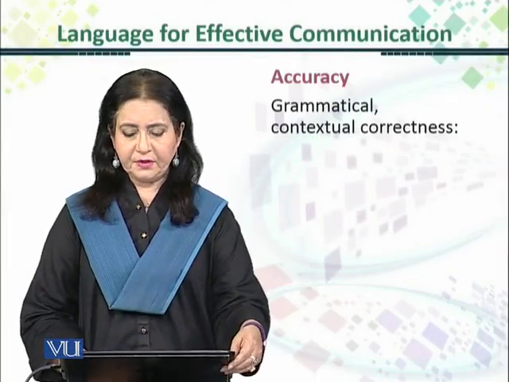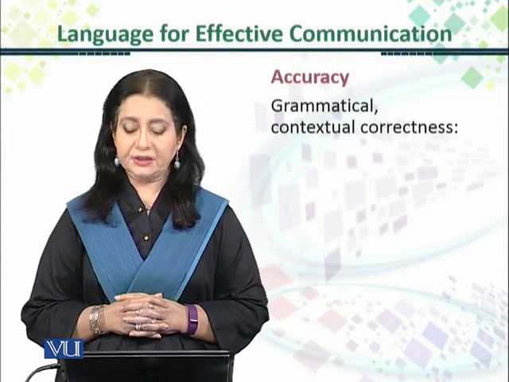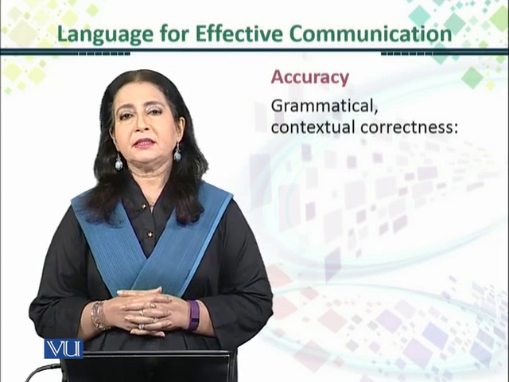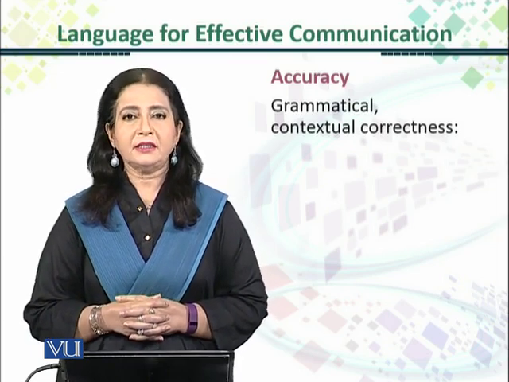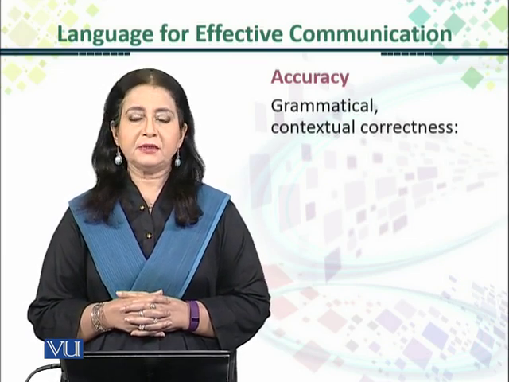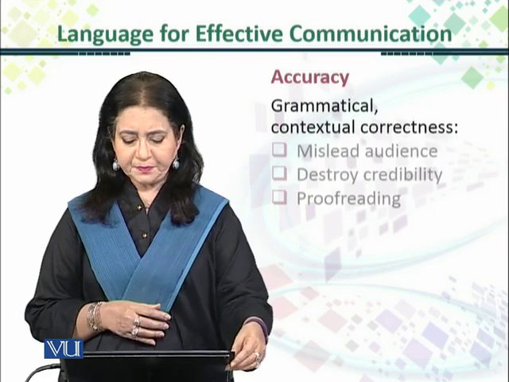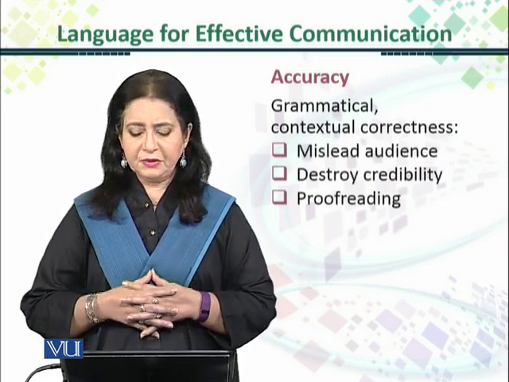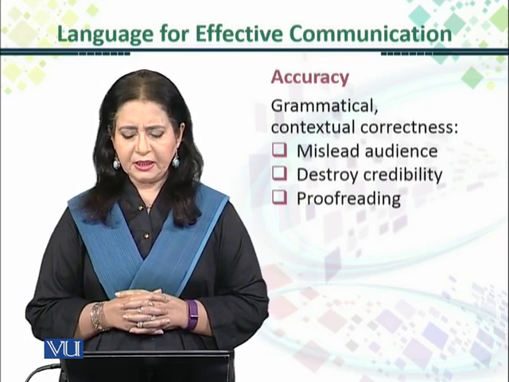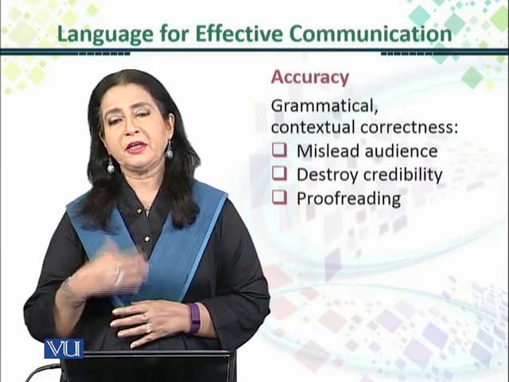Accuracy. Accuracy in effective communication means grammatical and contextual correctness. If your communication is concise and it has achieved clarity, but it is incorrect grammatically, language wise, then it means that you have not achieved your goal of effective communication. So if your writing or your speech is not clear, then it will mislead your audience. You do not intend to say something, you have provided wrong information.